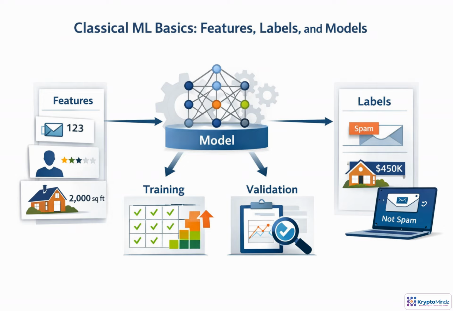Classical machine learning starts with examples. Each example has features, the measurable signals, and usually a label, which is the answer we want the system to learn. For email, features might include length, suspicious links, or sender reputation, while the label is spam or not spam. Training adjusts the model to connect feature patterns with labels. Validation checks whether those patterns still work on fresh data before we trust the model in practice.